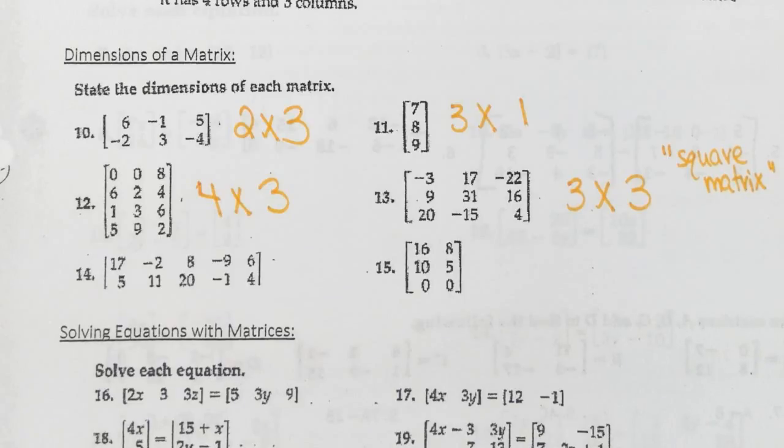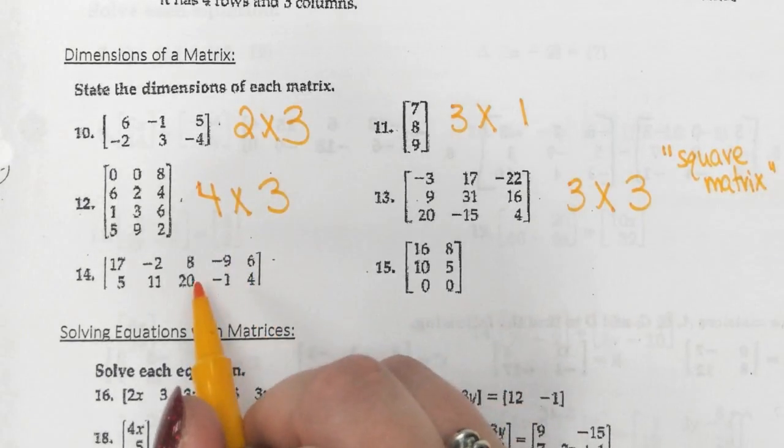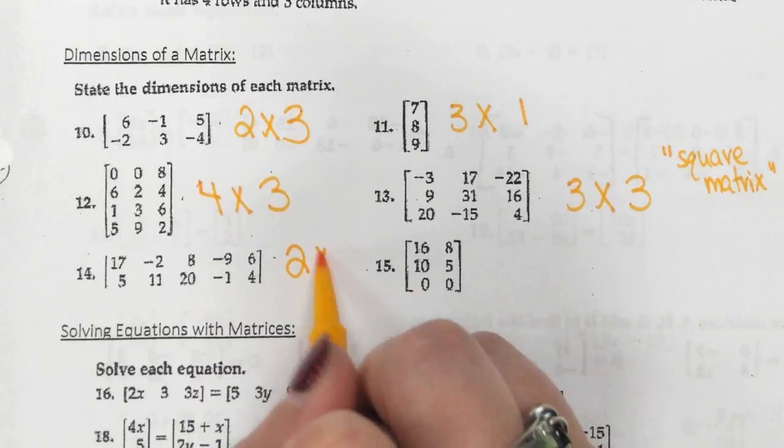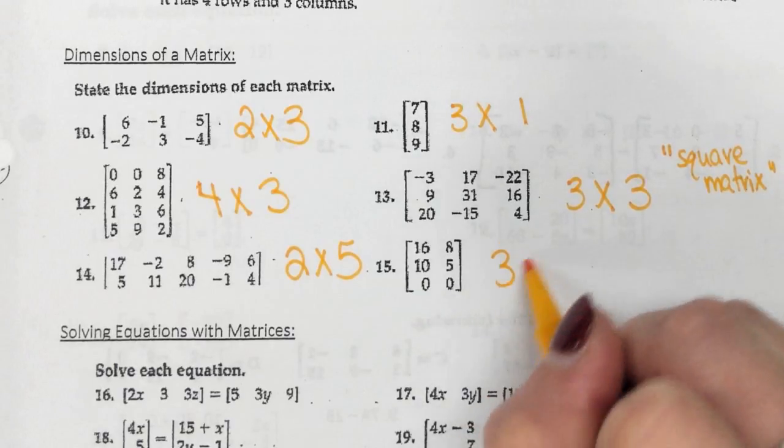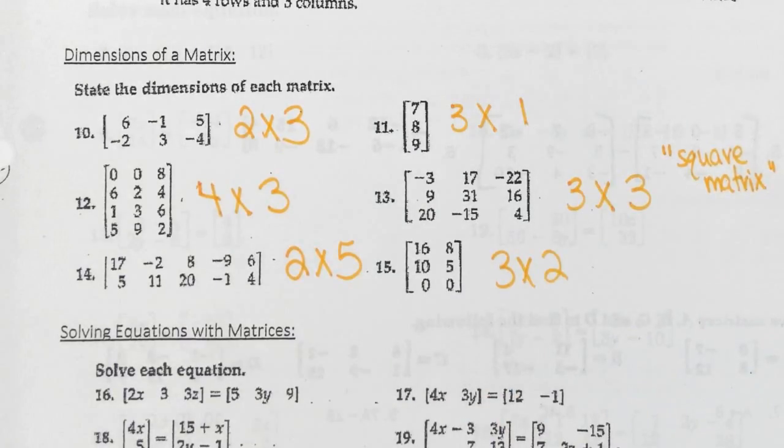All right, what about number 14? 2 by 5. Very good. And last one, number 15? 3 by 2. So easy, but so important. If you can't do this, it's going to be really hard to do the other stuff that we've done.